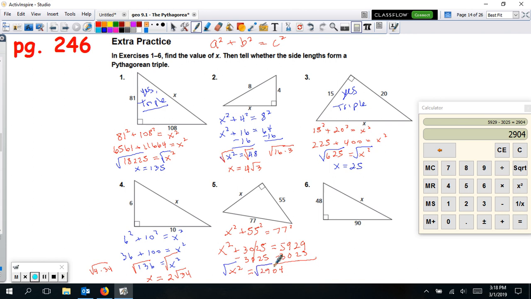And I know 4 does go into this one, but let's just check and see if it actually is a perfect square. I don't know. Let's go ahead and try it. Let's hit the square root button. It is not. So it's not a perfect square. But I do know that 4 does go into that. I could try that and see, 2904.